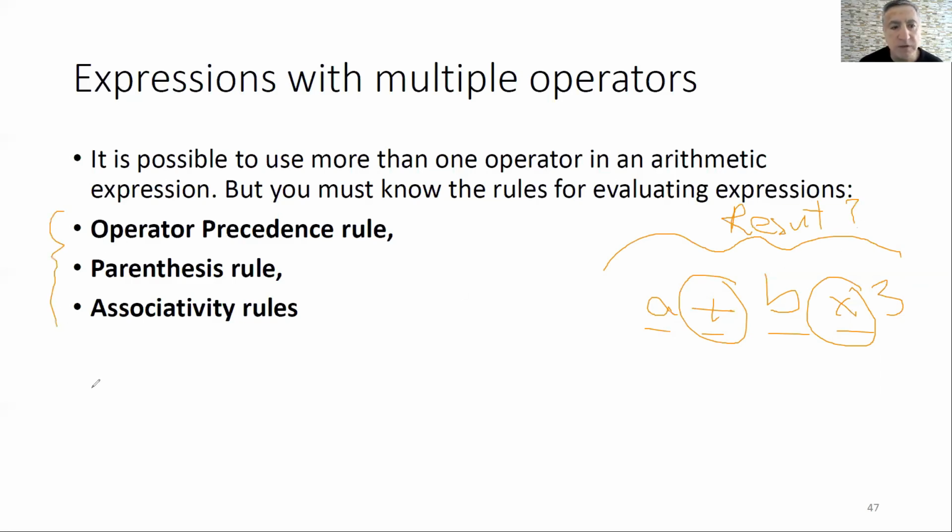You need to know several rules to understand how the C programming language, or the C compiler, handles this kind of expression. The first rule is the operator precedence rule. The second rule is the parenthesis rule. And the third one is the associativity rule. We are going to learn all these rules in this lecture.